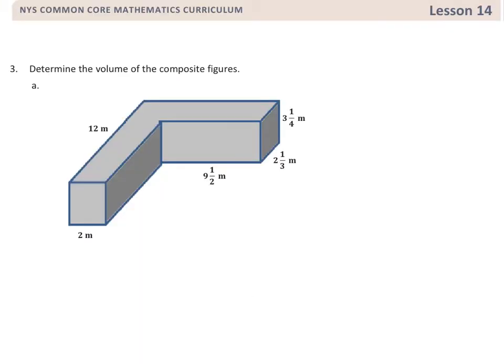So let's go through this one. Like when we did composite figures for area, we're going to have to cut this, right? So we're going to imagine maybe the line keeps going right here. And then we have this rectangular prism and this rectangular prism. And we're going to find the volume of each and then add them together.